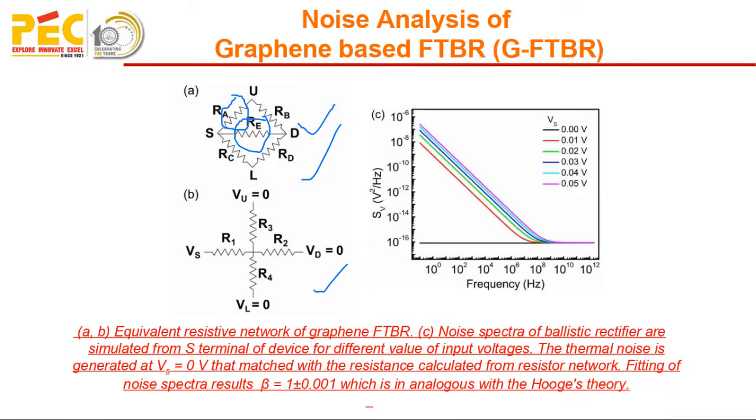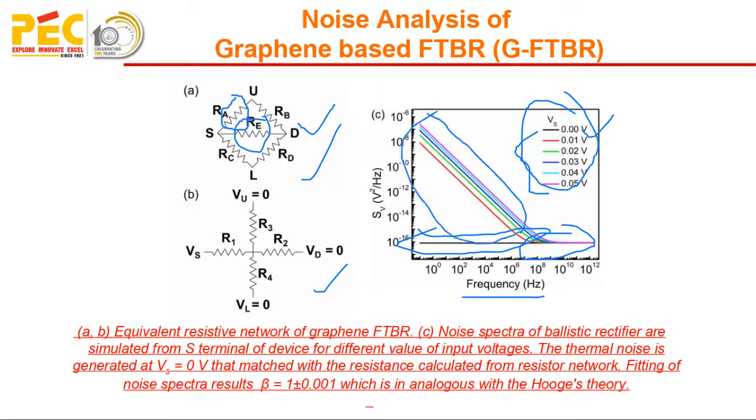So here the frequency response of the device has been measured, where the noise spectrum of the ballistic rectifier is simulated from the S terminal, that is the source terminal of the device, for different values of the input voltages. So the thermal noise is generated at Vs equal to 0 volt, and when we increase the value of input voltage like 0.01 volt to 0.05 volt, we get the flicker noise at lower frequency as compared to the thermal noise at higher frequency.